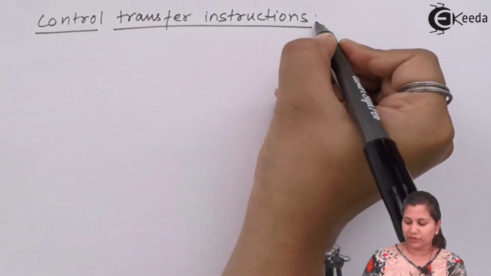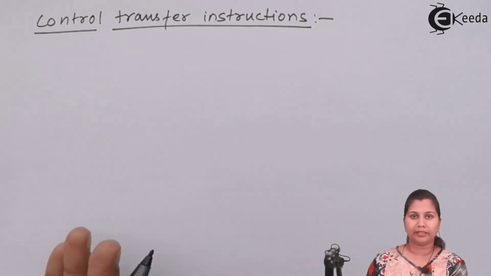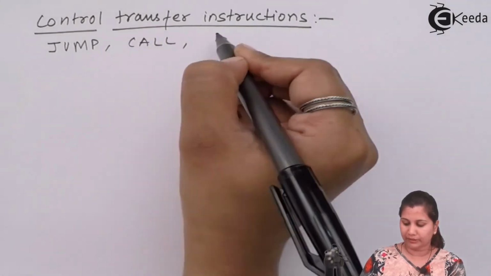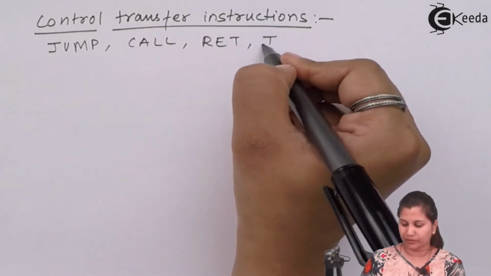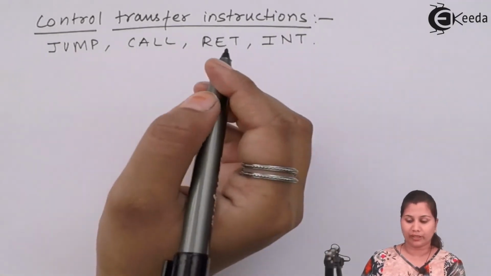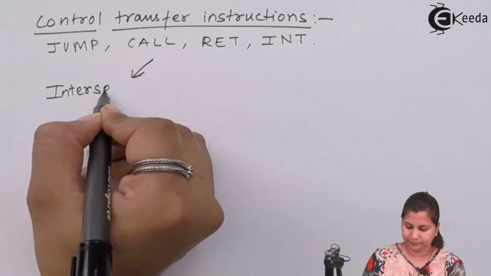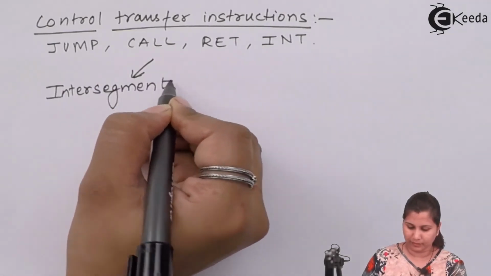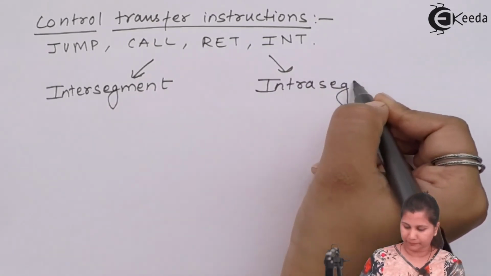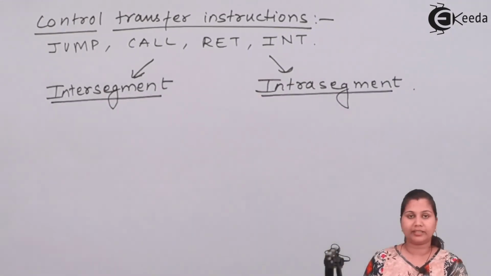Control transfer instructions are going to transfer the control or the execution to some other memory location, like jump, call, return and interrupt. For these instructions, we have different addressing modes, that is inter-segment and intra-segment. The difference is whether the memory location where the execution is transferred is in the same segment or a different segment.